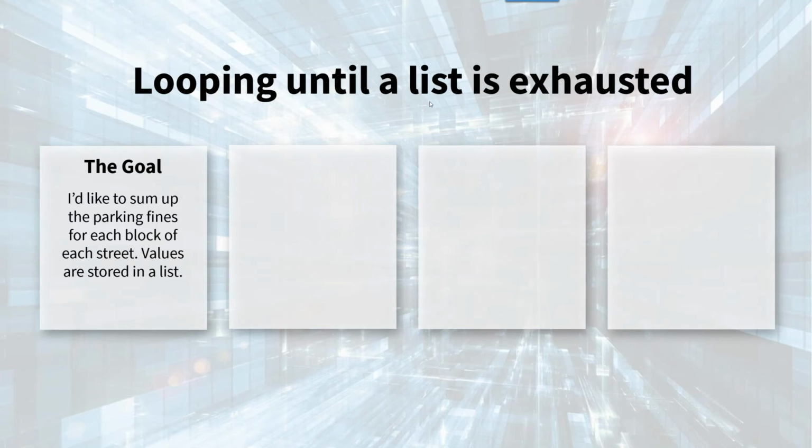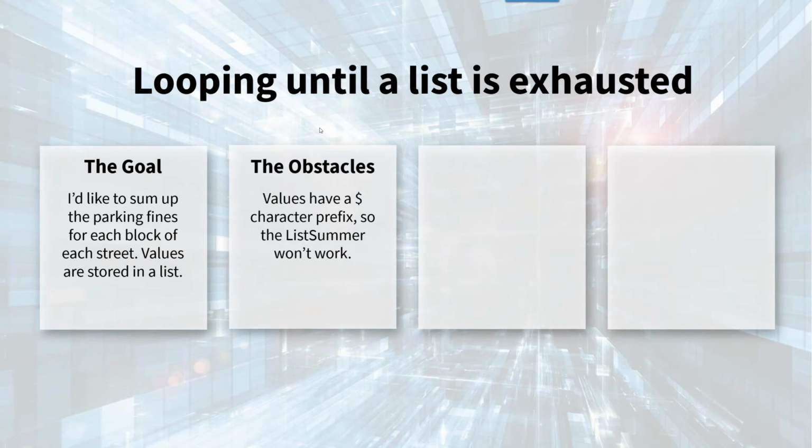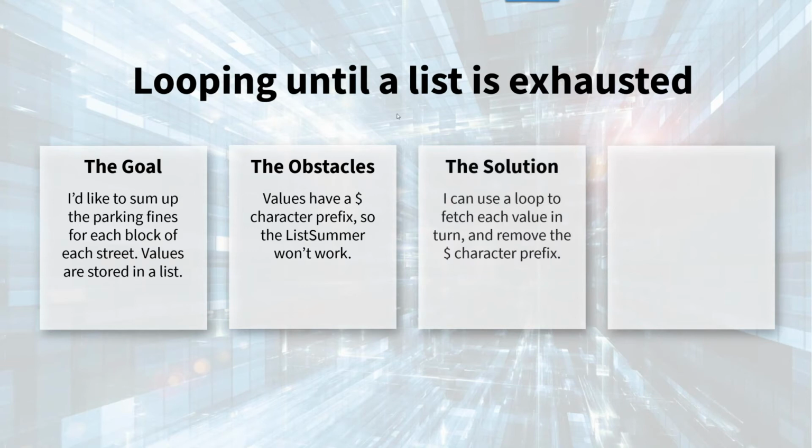And we want to sum up the parking fines for every block. So in other words, we need to take a block, go through the list, and sum everything together. Well, fine, I could use the list summer, can't I? Well, no, because the values have a dollar character prefix. And so the list summer says, well, that's not a number, I can't add it together. It doesn't recognize it's a currency value. So what are we going to do? Well, I'm going to loop through each value in turn, remove the dollar character prefix, and then we can use a list summer the way it should be.